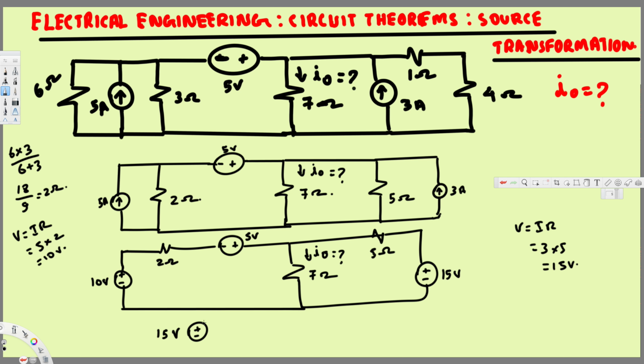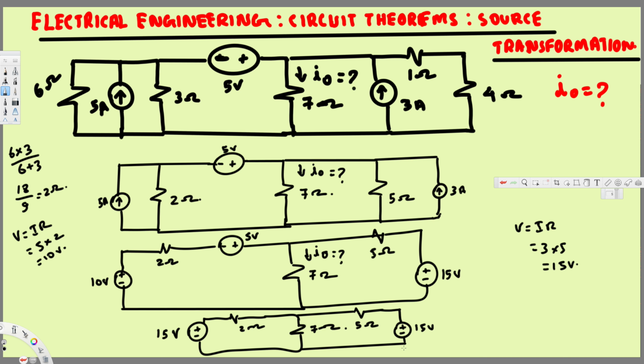Okay, let's draw our new circuit. So this is 2 ohm, and here we have 7 ohm. This is going to be our 7 ohm right here, and let's draw this other part. This is 5 ohm, and then here we have plus or minus 15 voltage, and that's it.